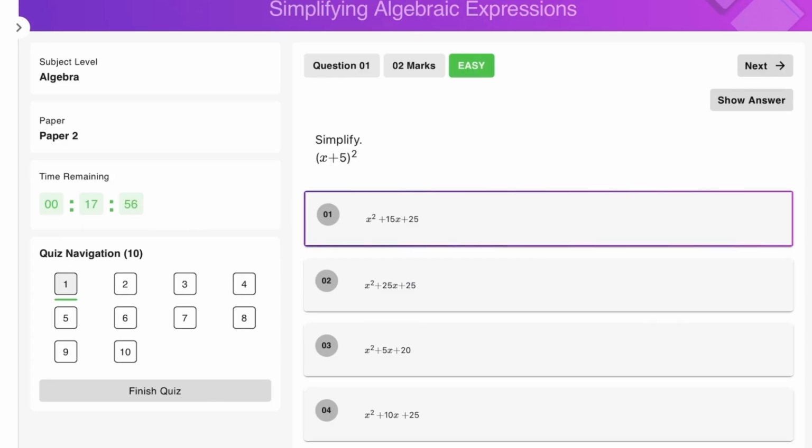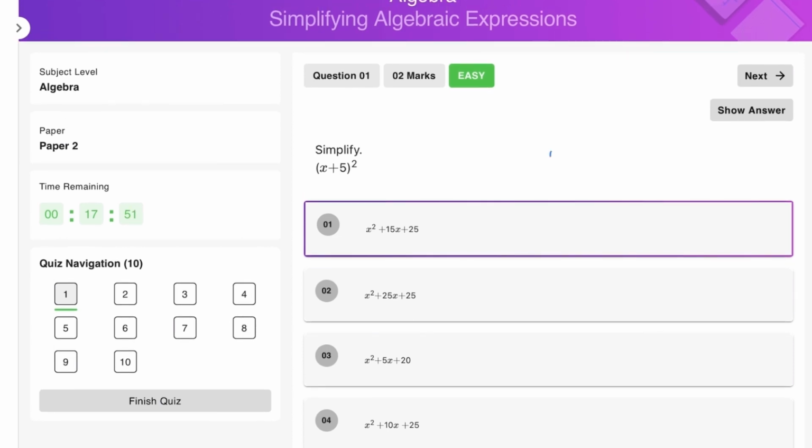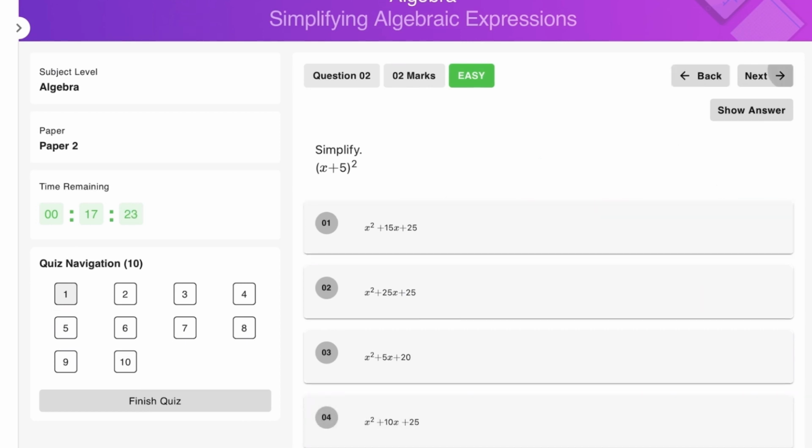Alright, so we're going to finish off with some questions. So x plus 5 squared. Remember that this is the same as saying x plus 5 into x plus 5. So this then becomes x squared plus 5x plus 5x plus 25. So this becomes x squared plus 10x plus 25. Right? So therefore, looking at the options, this is option number 4.